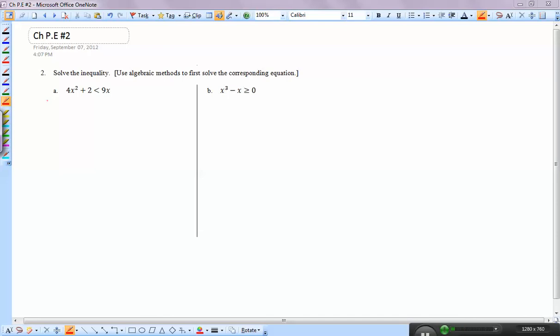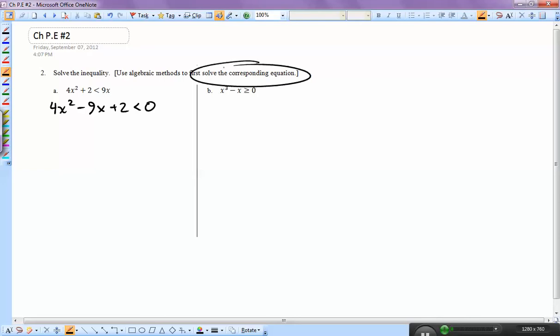So in A, let's first get 0 on one side. So I'll bring the 9x over, and we get this. Now these two things, the original and the one that I just wrote, have the same exact solutions. So I'm just going to deal with the second one. Okay, well the second one, remember now, we're supposed to come up with a corresponding equation and solve that for the zeros, and then use that to help make the sign chart.